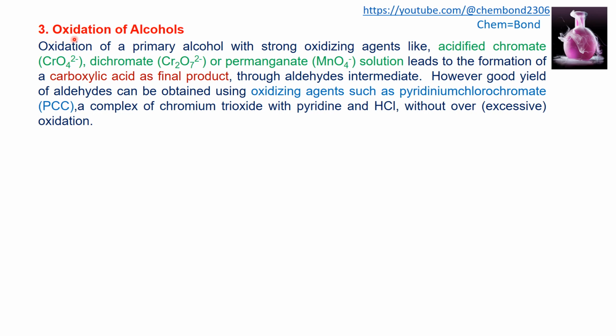Third step is the oxidation of alcohol. Oxidation of primary alcohol with a strong oxidizing agent like acidified chromate, dichromate and permanganate solution leads to the formation of carboxylic acid as the final product. So when we treat alcohol with these reagents, it will produce carboxylic acid, although the aldehyde is the intermediate.